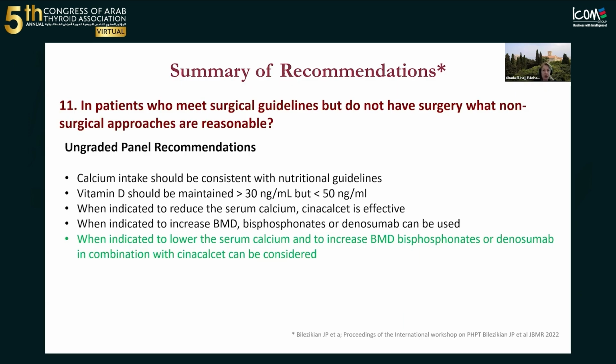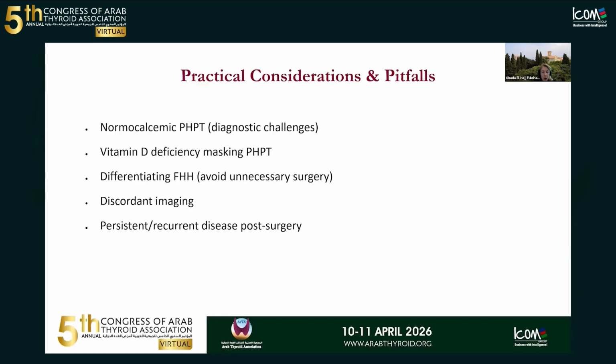So in patients who meet surgical guidelines but do not have surgery, what are the reasonable approaches? Again, the ones we use in medical therapy: calcium, consistent with nutrition guidelines, and vitamin D, not to be deficient. If need be, we can decrease calcium with Cinacalcet. And if they have severe osteoporosis, we can increase their BMD with bisphosphonate or denosumab. And if they have both a high calcium and a low BMD, you could use them in combination, but the data is fairly limited. So closing up with practical considerations, normocalcemic hyperpara remains a diagnostic challenge.